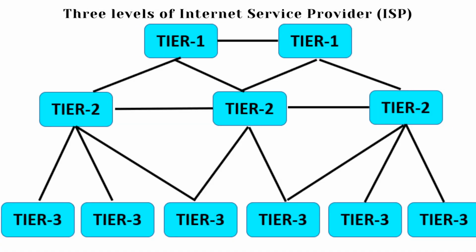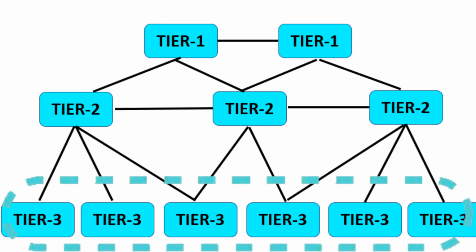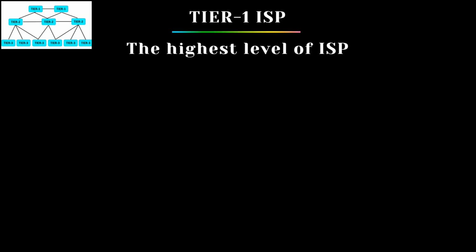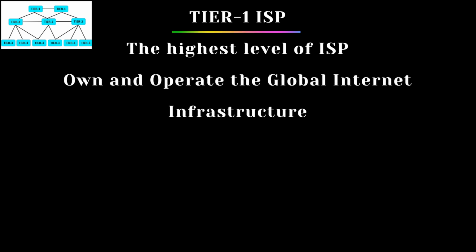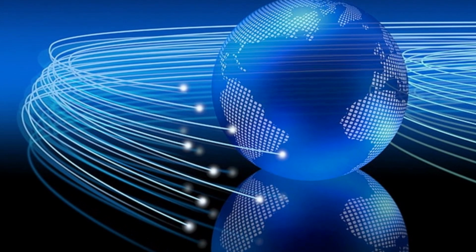There are 3 levels of Internet Service Provider, ISP: Tier 1 ISP, Tier 2 ISP, and Tier 3 ISP. A Tier 1 ISP is the highest level of ISP that forms the backbone of the Internet. These ISPs own and operate the global Internet infrastructure, including undersea fiber-optic cables and high-speed networks.